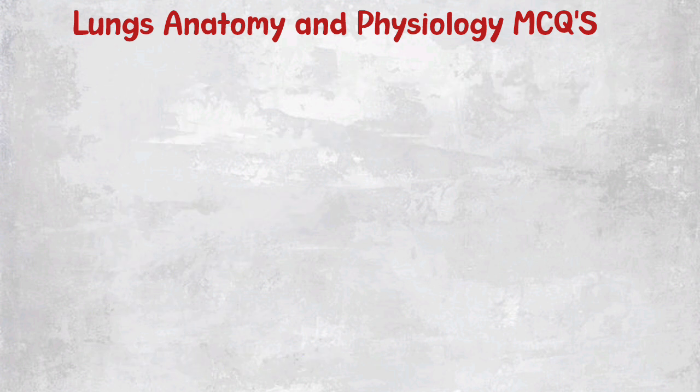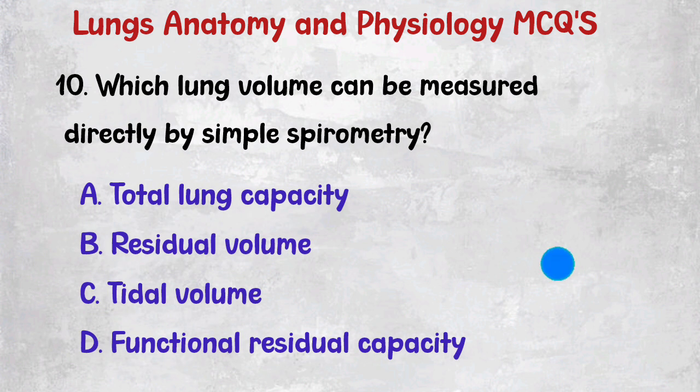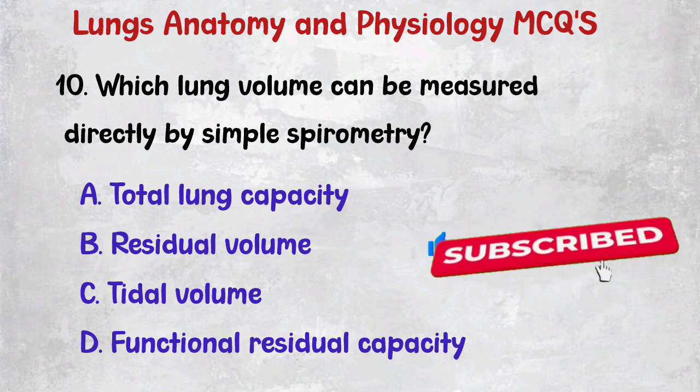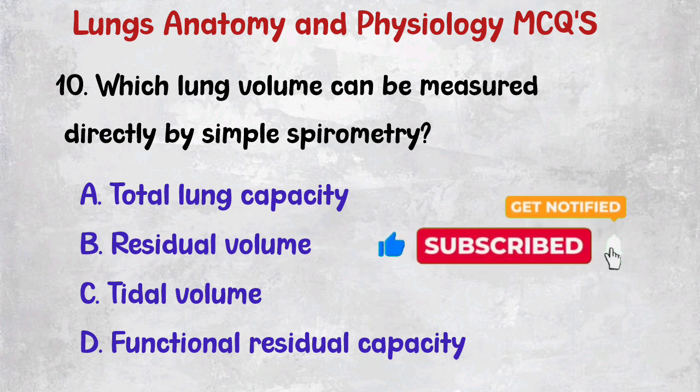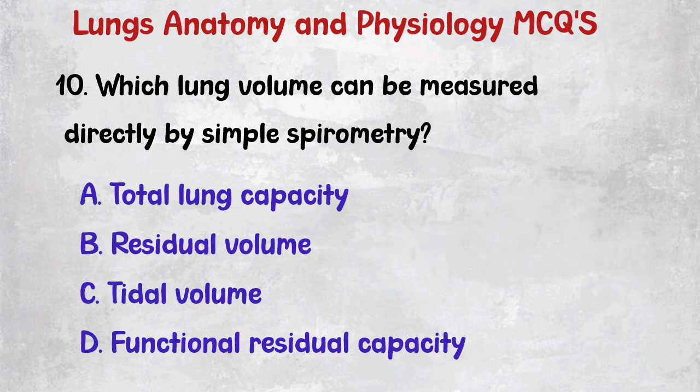Question number 10. Which lung volume can be measured directly by simple spirometry? We have A, total lung capacity, B, residual volume, C, tidal volume, and D, functional residual capacity. The answer here is C, the tidal volume.